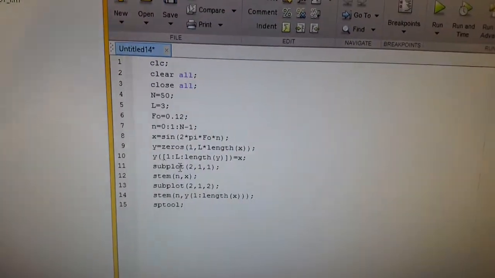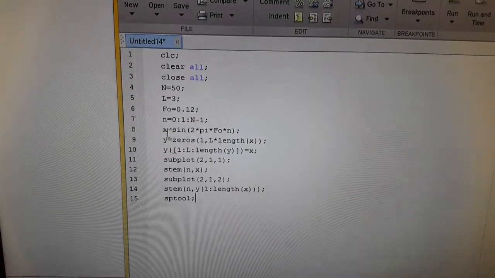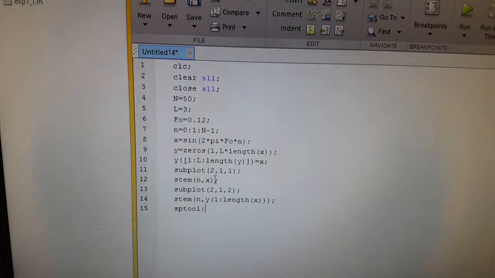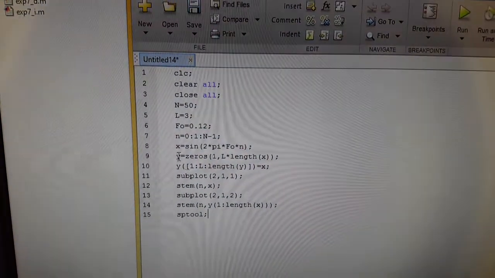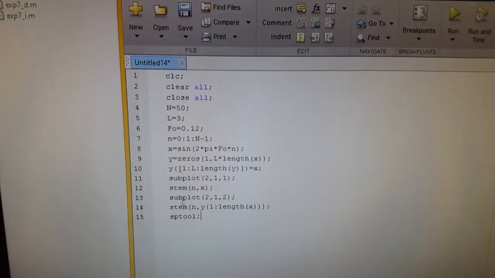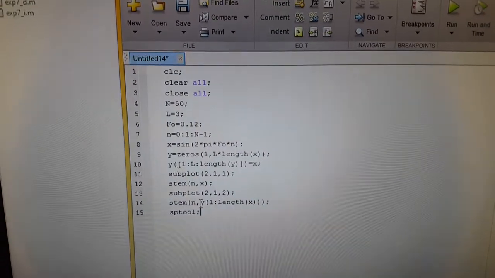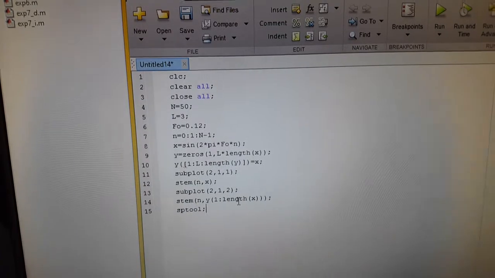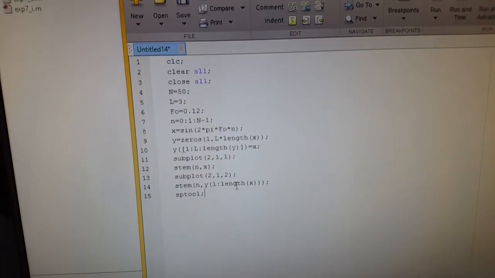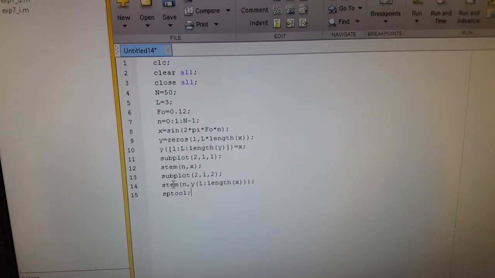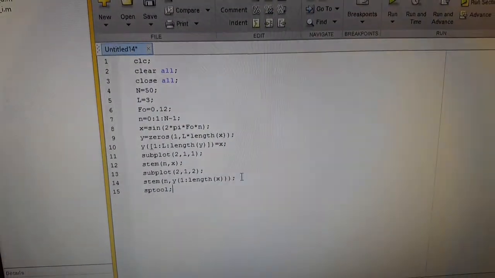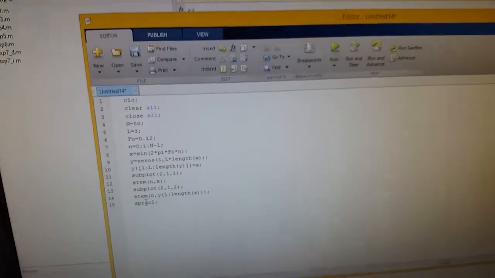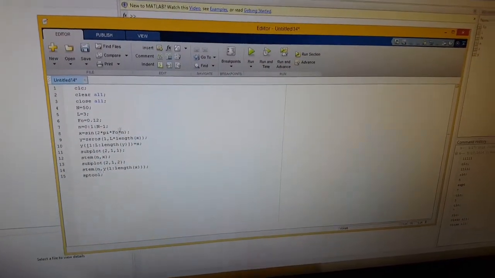Now we're going to subplot the input signal x. So subplot(2,1,1), stem(n,x). Now we're going to subplot the second signal, that is the decimated signal. Subplot(2,1,2), stem(n,y(1:length(x))). So we are just plotting the first 50 samples of y and not the 150 samples that y has got. Then we have the command sptool for checking the frequency responses of these signals.